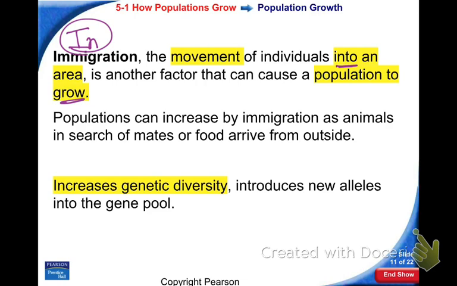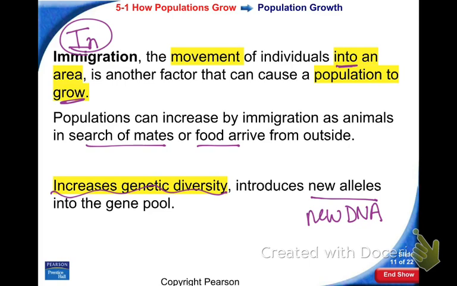So why would individuals come into an area? Well, they're looking for some resources, okay? They may be searching for mates or food. So they come from an outside area into an area. And this is a good thing because it can increase genetic diversity. It brings in new DNA, so that we have new individuals in the breeding population. It's not just the same individuals breeding with each other all the time.